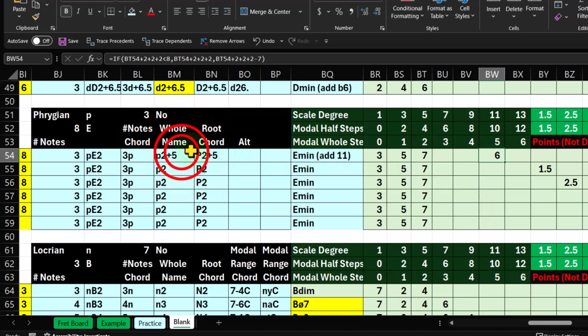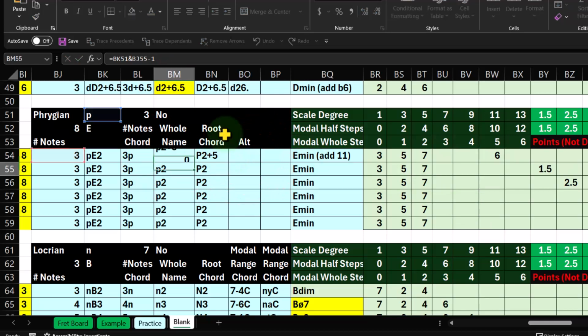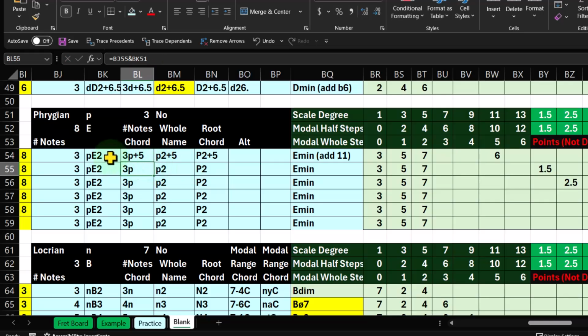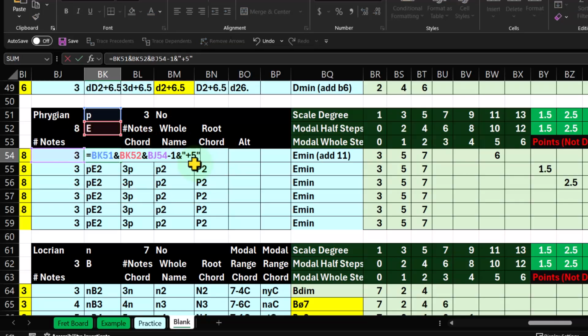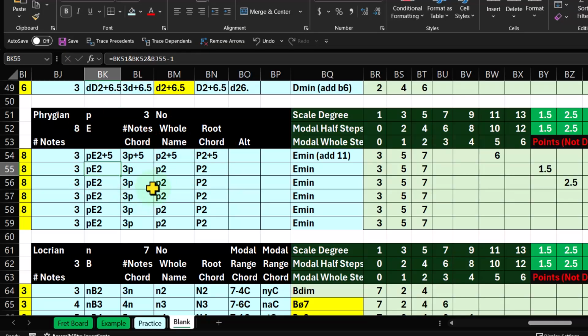Now I could say, if I want to say it this way, I could say it's going to be a 3P and a plus 5. Or if I want to add the letter of the note, I could say it's a PE2 and a plus 5. If I want to say it as succinctly as possible, I could say it's a P25. Why? Because there's nothing over 10, therefore all numbers are 1 digit, therefore I don't really need the second digit or the plus to indicate that we're adding what we're adding.